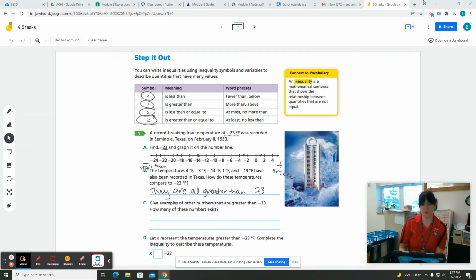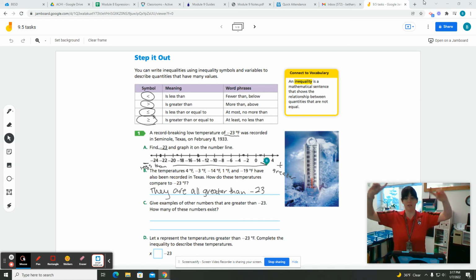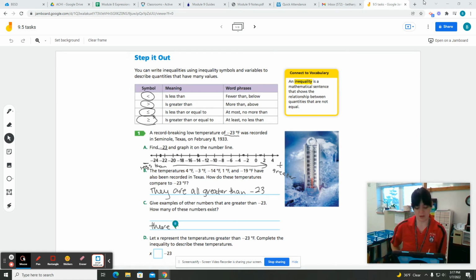Now that you have the 3 numbers, how many numbers exist that are greater than negative 23? Well, this number line goes infinitely in both directions. It just goes on forever. You can always have a higher number or a lower number. So, how many of these numbers exist? There are an infinite number.